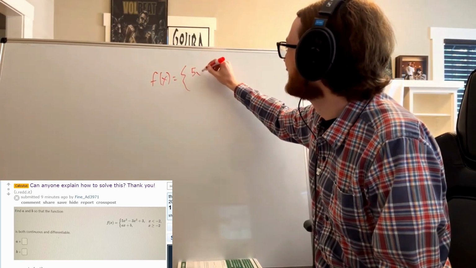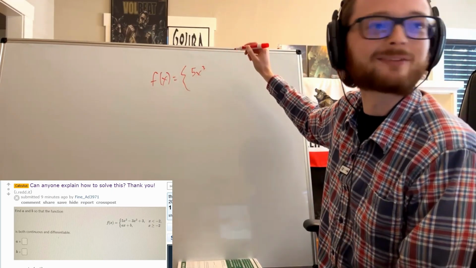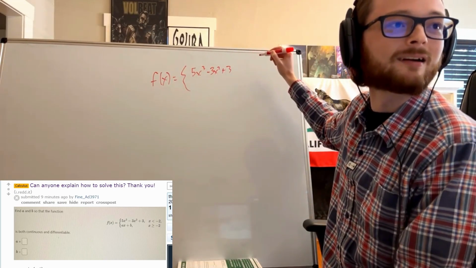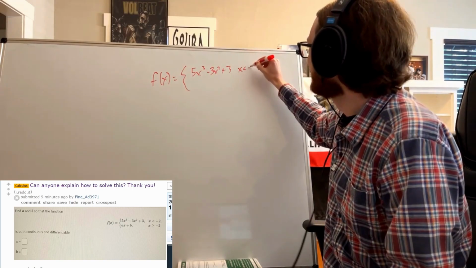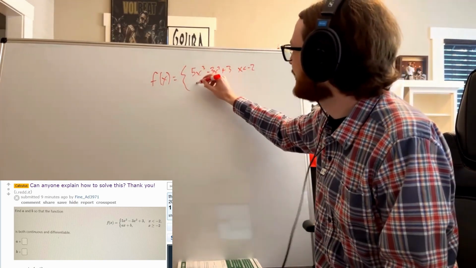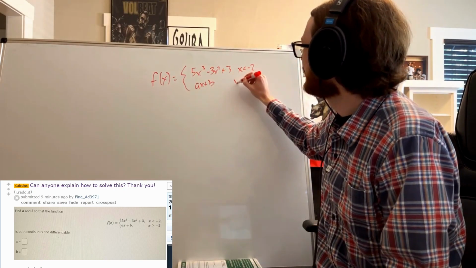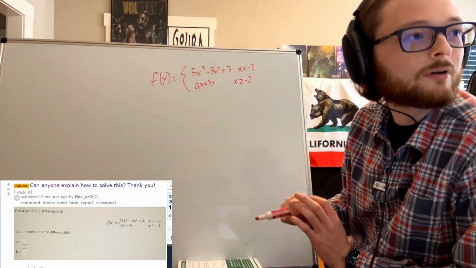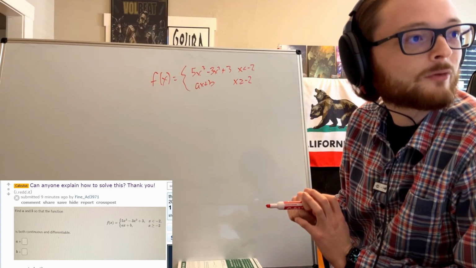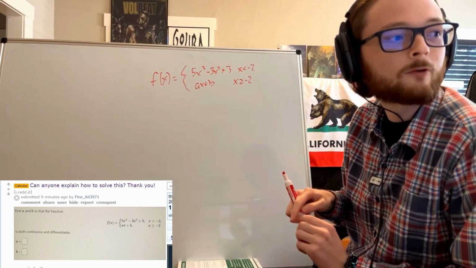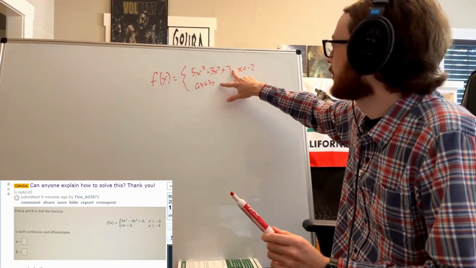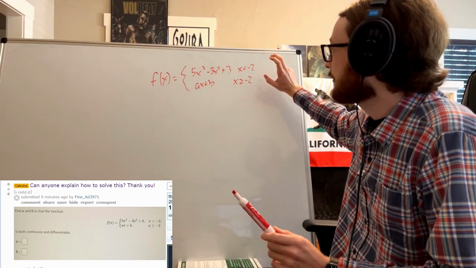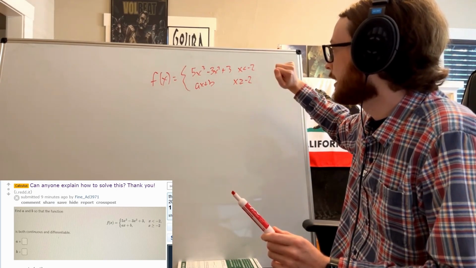5x cubed minus 3x squared plus 3 when x is less than -2. We have ax plus b when x is greater than or equal to -2. So we need to find a and b to make this continuous and differentiable. For it to be continuous, these two functions have to equal each other at x equals -2. For it to be differentiable, I believe the derivatives also have to be equal at x equals -2.